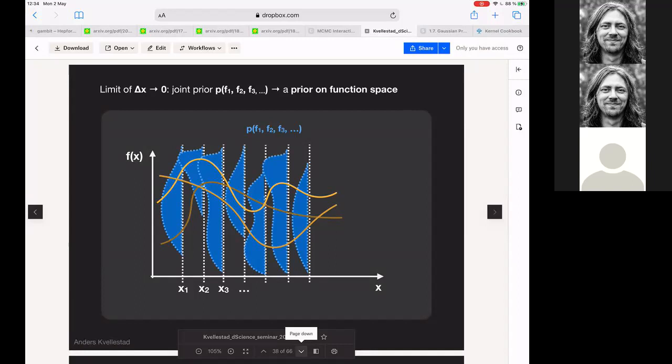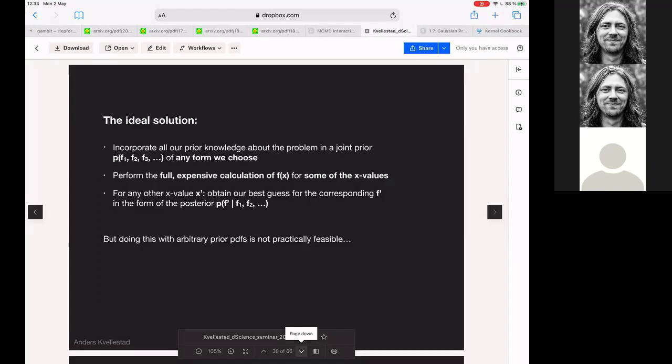So we can get a generative model where I can sample x points from a PDF, and I can now sample functions, or function shapes, from this joint prior. So the ideal solution in a Bayesian sense to an interpolation problem would be something as general as this: take all your prior knowledge about the problem, such as whether you expect a quadratic function, or an increasing or decreasing trend, all sorts of information and expectations you have, and incorporate that into a joint prior of any form, right?